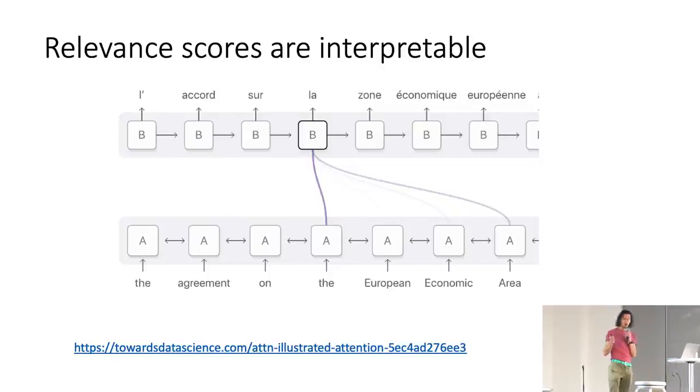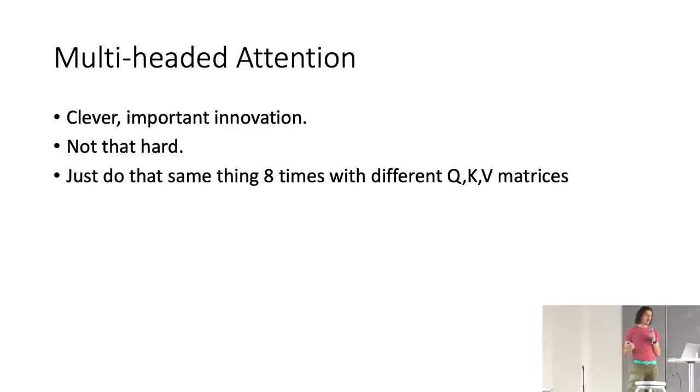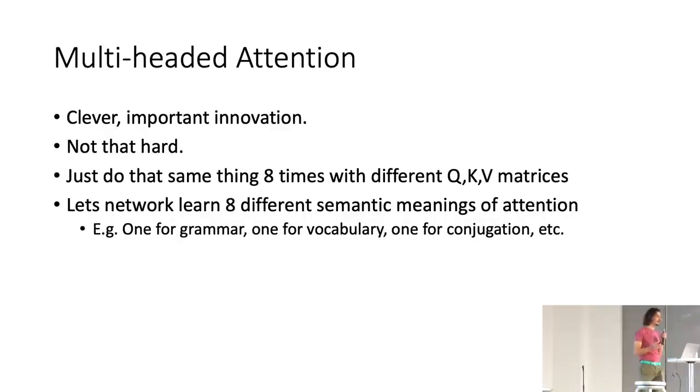So relevance scores are interpretable, as I say, and this is super helpful, right? Now an innovation, I think it was novel in the transformer paper, is multi-headed attention. And this is one of these really clever and important innovations that it's not actually all that complicated at all. You just do that same attention mechanism 8 times, whatever value of 8 you want to use. And that lets the network learn 8 different things to pay attention to. So in the translation case, it can learn an attention mechanism for grammar, one for vocabulary, one for gender, one for tense, whatever it is, right?